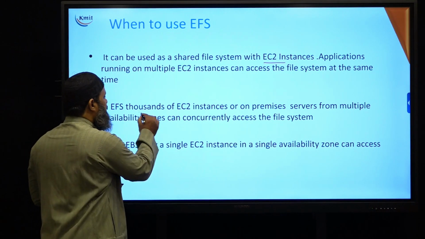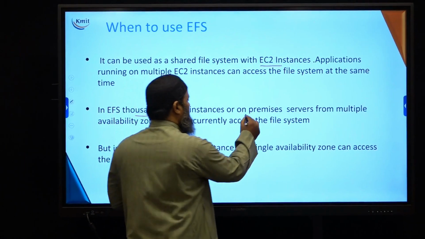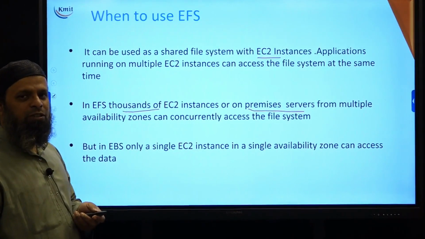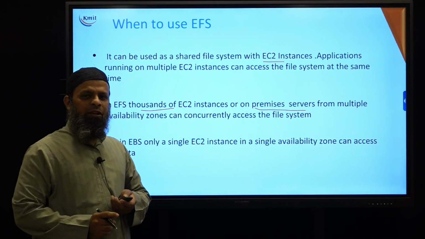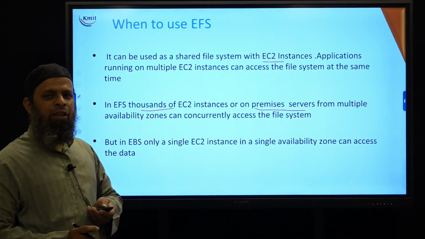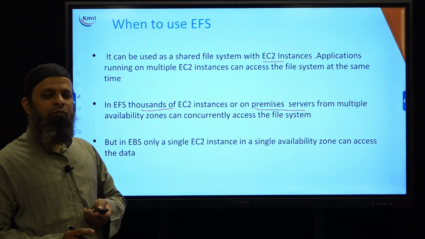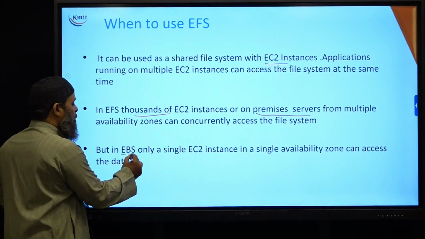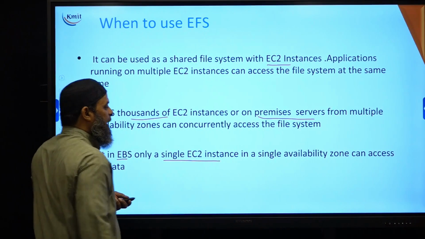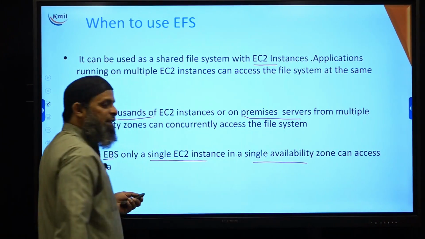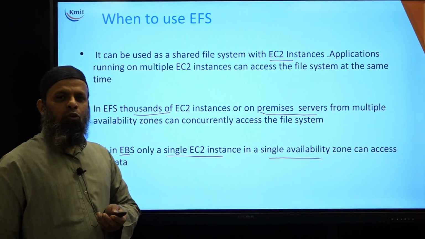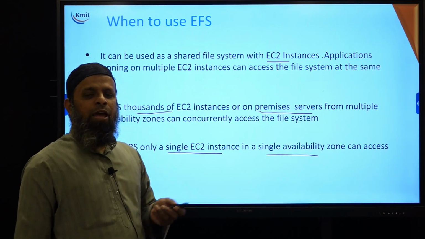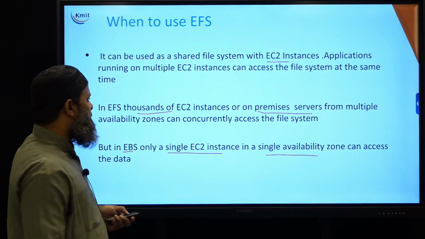You can have thousands of EC2 instances, and on-premises servers from multiple availability zones can concurrently access this file system. Only one file is kept at the EFS, and that file can be accessed by everybody. Thousands of users at a time can access it without any problem. The problem with EBS is that you can access the data only from a single EC2 instance in a single availability zone. But if you have multiple users across multiple regions who want to access a file, then EBS will not help. That is why we are moving to EFS.